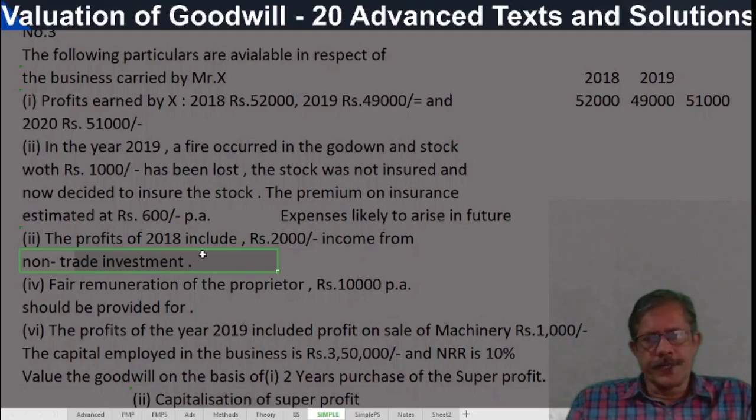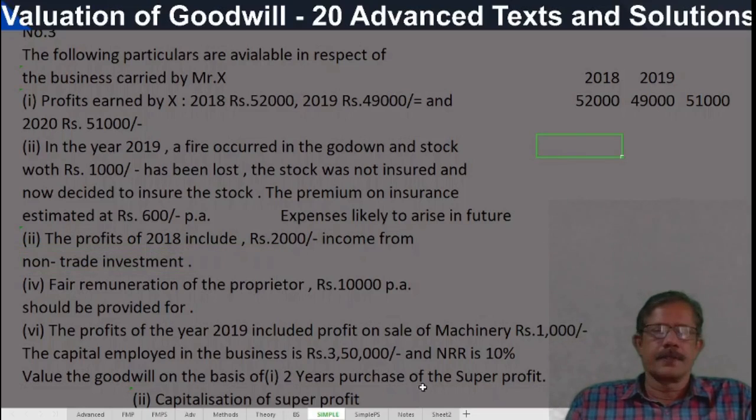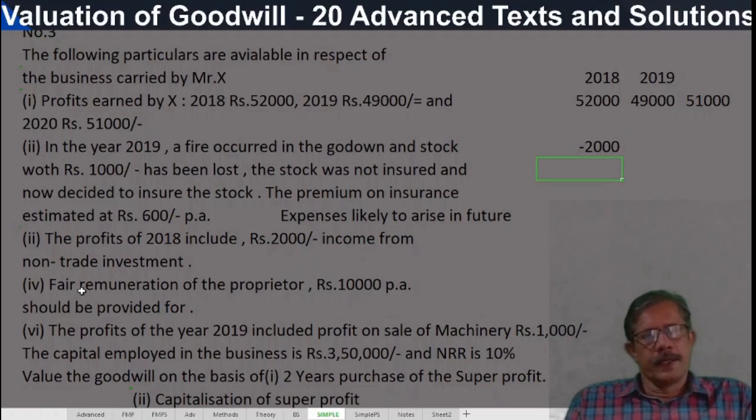The profits of 2018 include 2,000 income from non-trade investment. So less non-operating income from non-trade investment should be deducted from 2018 profit, minus 2,000. Okay. Then fair remuneration of the proprietor, 10,000 per annum, should be provided for.